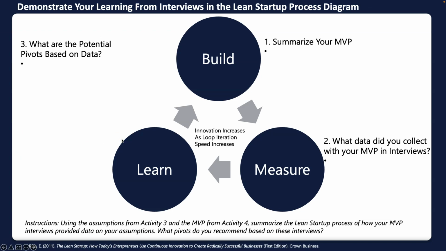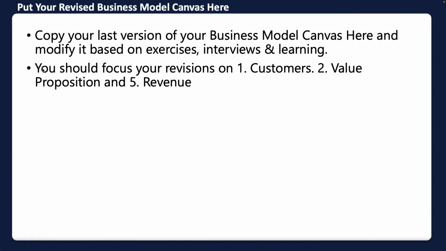The last thing you'll do here is you're going to go into your build, measure, learn loop. And you're going to go through each one of these processes. You're going to summarize your MVP once again. You're going to talk about the data that you collected. What did you learn from that? And again, the potential pivots based upon the data. So remember, this is an iterative loop. Each time you go out and do this, you learn something.